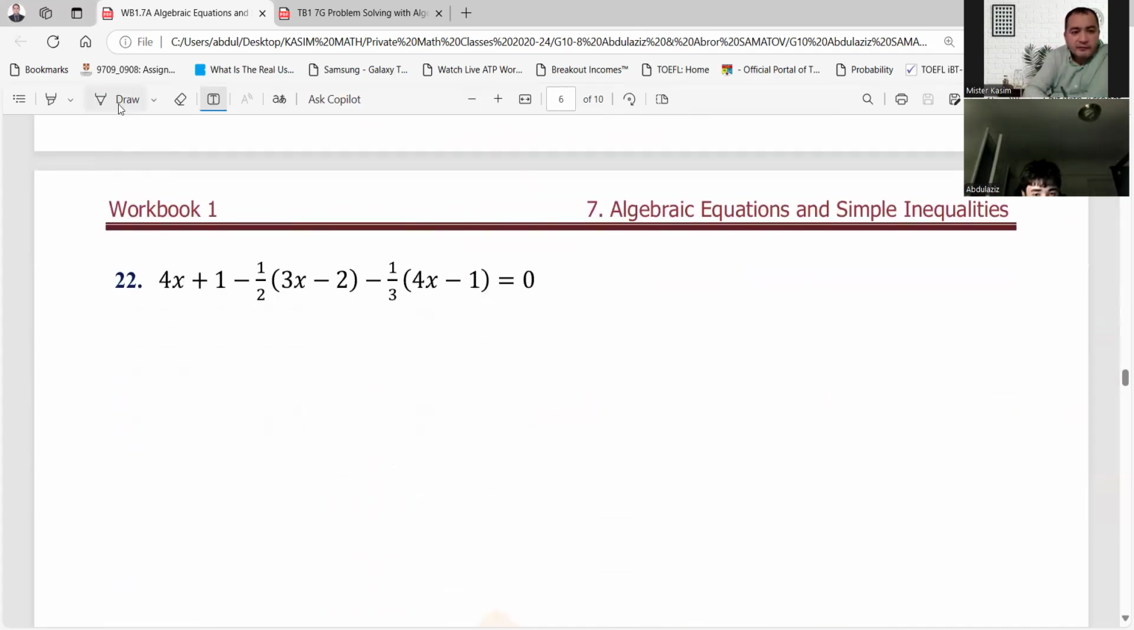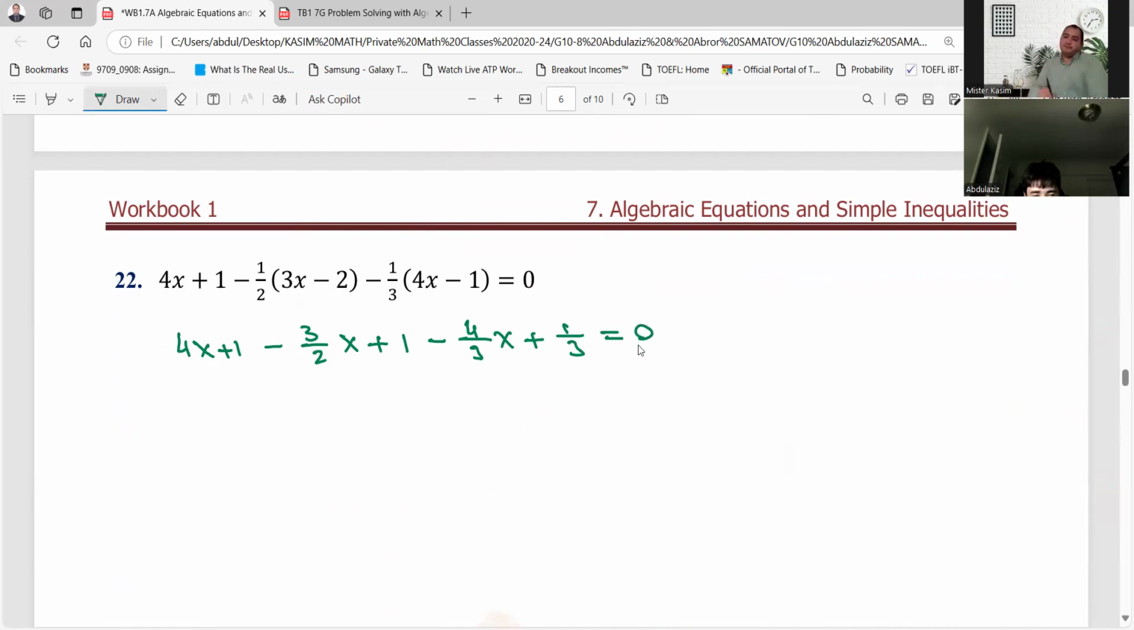So now here we have 4x plus 1, right? Minus 1 over 2 times 3 is 3 over 2x. Minus minus plus 1 over 2 times 2, it is 1. Minus 4 over 3x minus minus plus 1/3. That's equal to 0. Did you solve like this first? Did you open all parentheses? Okay.